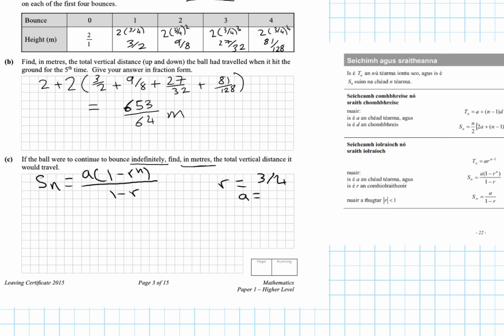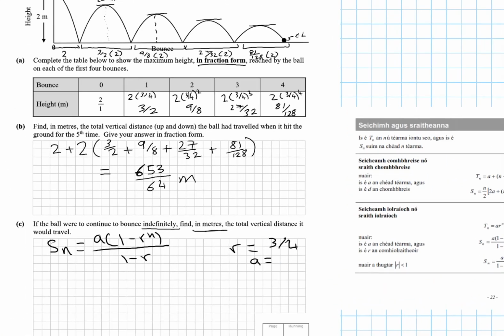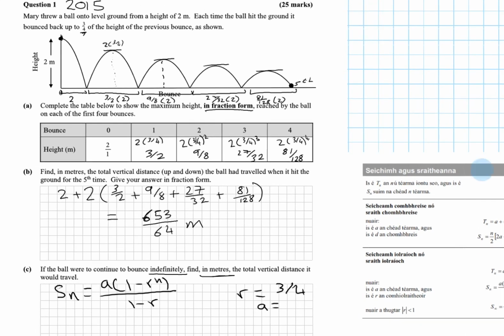However, our first term isn't exactly 2, because that's not really part of this pattern. So what we really want to do is focus on just the bounce. So if we're just focusing on the bounce, what's really happening is we're starting here at 3 over 2, okay? And then we multiply by 3 over 4. And then we get to this here, which is the 2 by 3 over 4, that will give me 9 over 8, and so on and so forth.